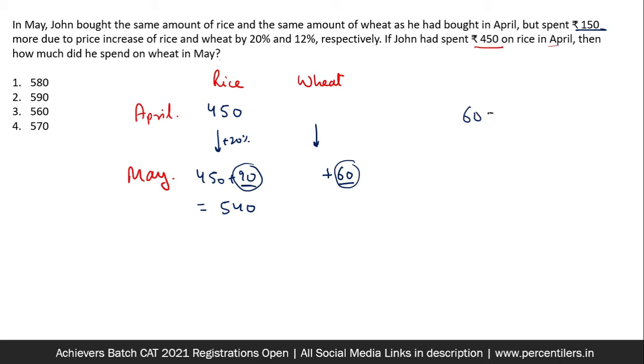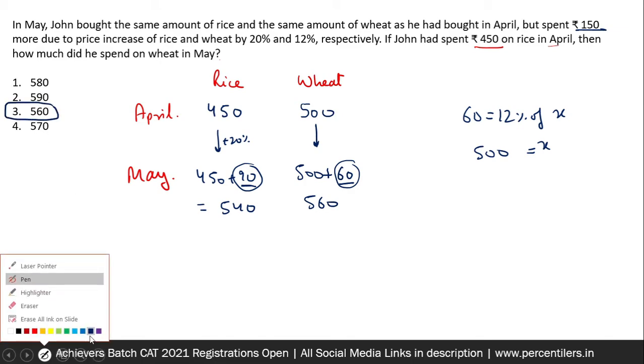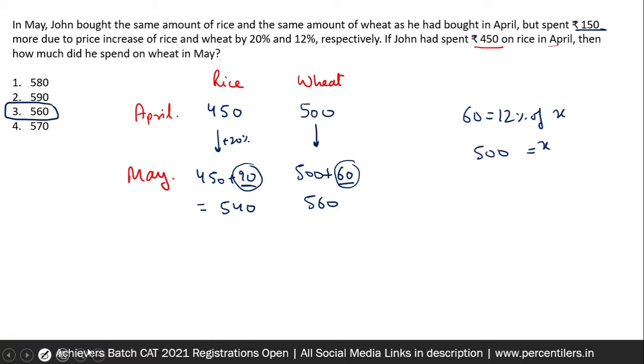Now this 60 rupees has to be 12% of something. Okay, so this something comes out to be 500, which tells you that the amount spent in the month of April was 500. So in the month of May, it has to be 560. That is all, guys. That is really all for this question. So these two, as you can see, were the must do questions for CAT 2020.